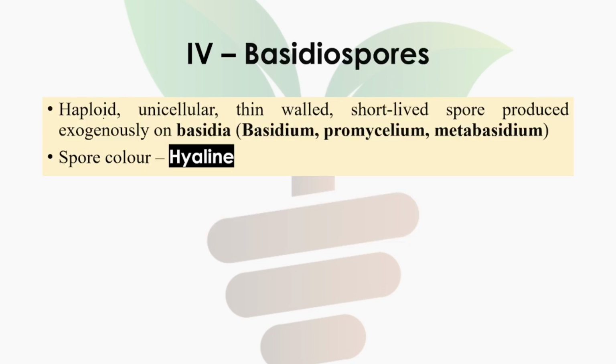Last one is basidiospores. They are haploid, uninucleate, thin-walled, short-lived spores. They are exogenously produced.